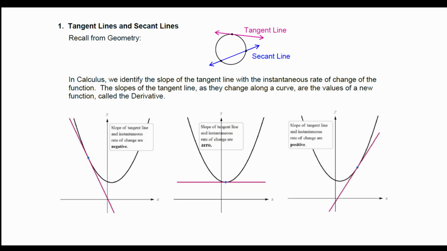Look at the third picture. The slope of this tangent line at this particular x is positive since the line is going up from left to right. So therefore, at this particular x on this parabola or this function, the instantaneous rate of change is positive.